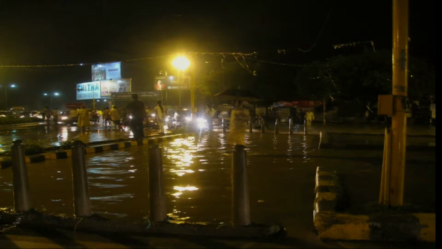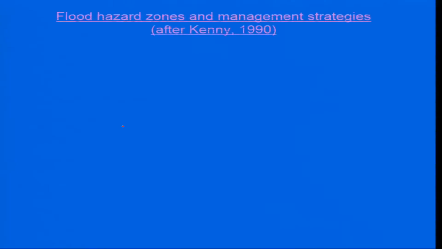This is an example from a city in Gujarat, Ahmedabad. In no time we experienced flooding on the streets. So, there are ways to deal with that.